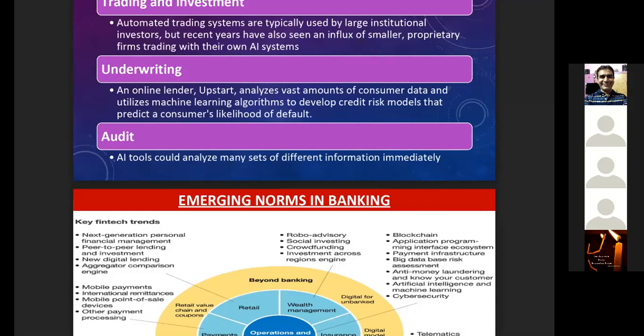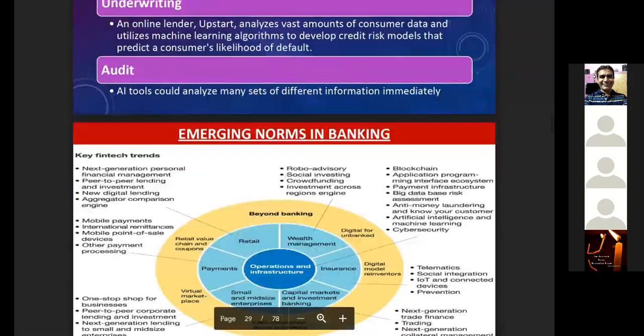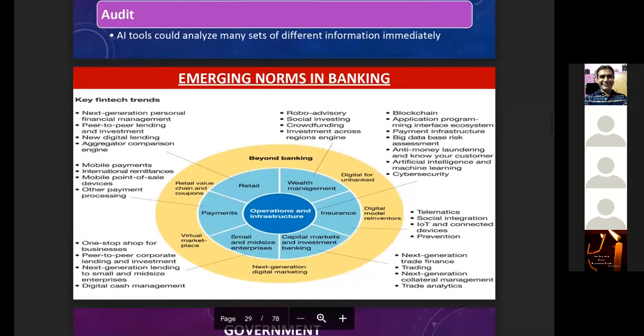Then you have an automatic audit in banks. Previously, you must have seen that as soon as 31st March comes, they take 2-3 days of banking off because they have to do the audit, right? 2-3 days of banking was wasted just to keep and manage their accounts, which nowadays is a matter of 1 or 2 hours. And it is completed on the same day and date itself. That is the beauty of using AI in the audit part.